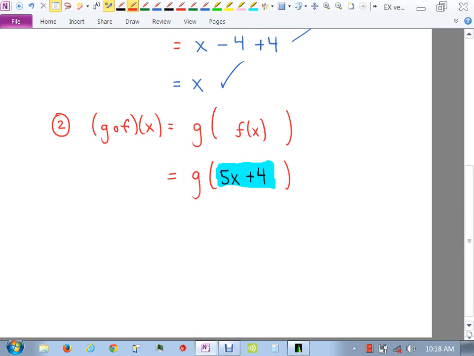And what does g do to something that you give it? It's 1/5, right? Times whatever you give it. Then what? Minus 4/5. Yeah, I'll put that in there. That's what g does, right? 1/5 times whatever you give it minus 4/5. But we are going to give it 5x plus 4.